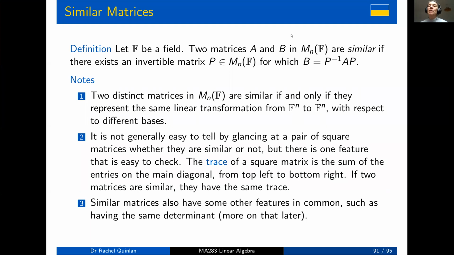Okay, so certainly a consequence of this is that similar matrices have the same trace. So if you have a pair of matrices that don't have the same trace, that is a quick way of telling that they're not similar. If they do have the same trace, you don't know whether they're similar or not.